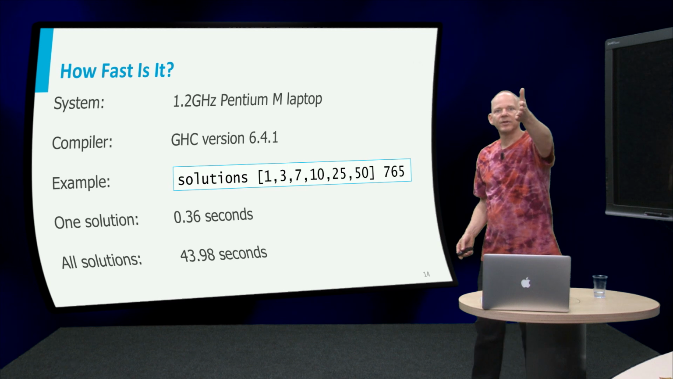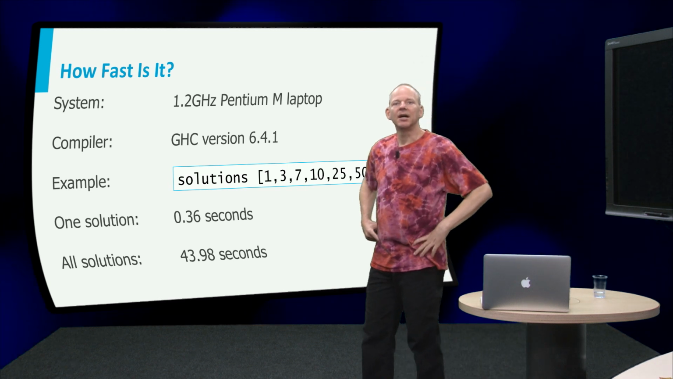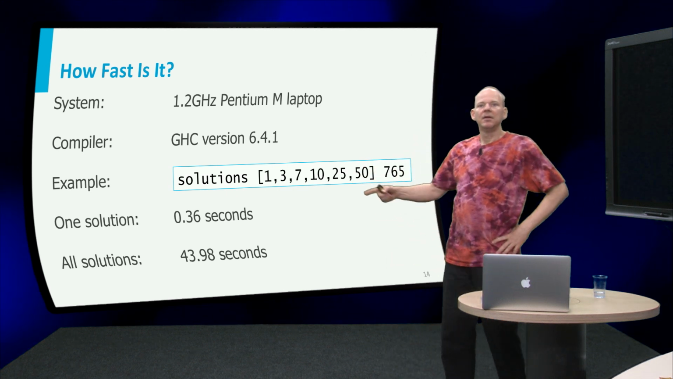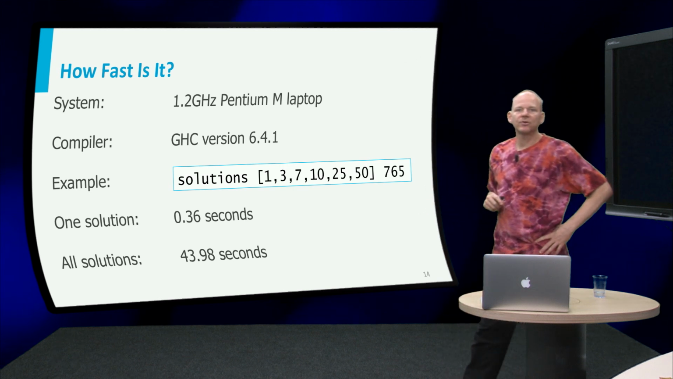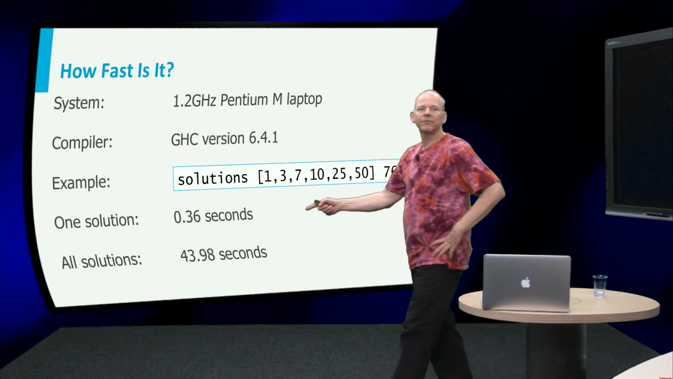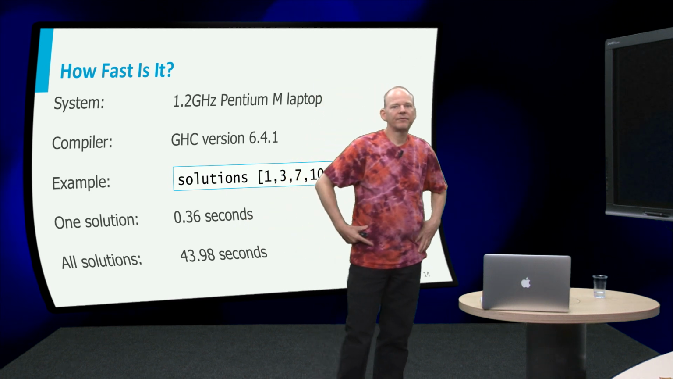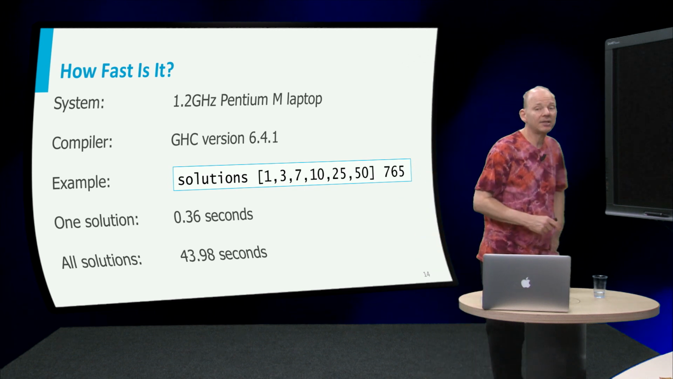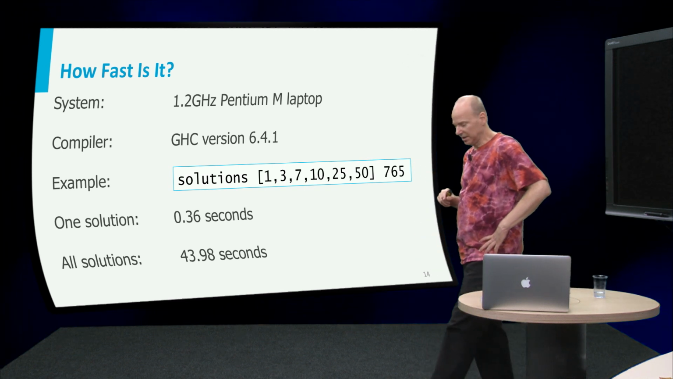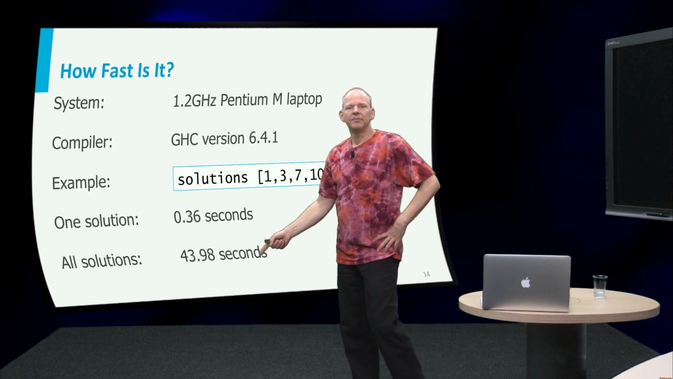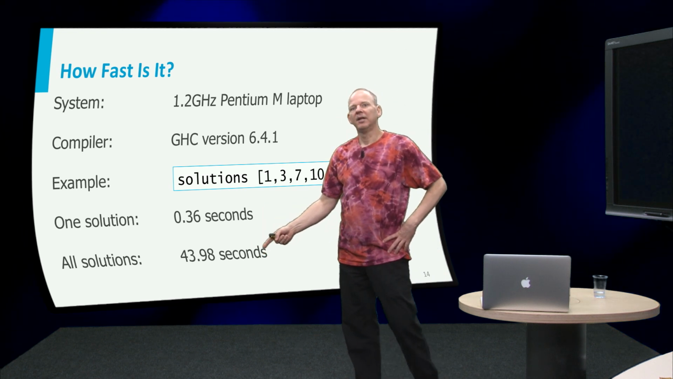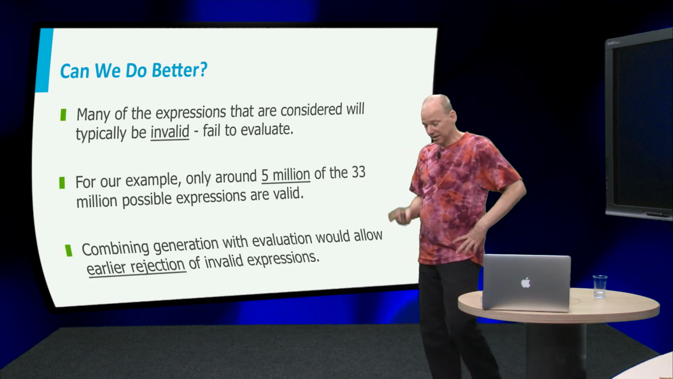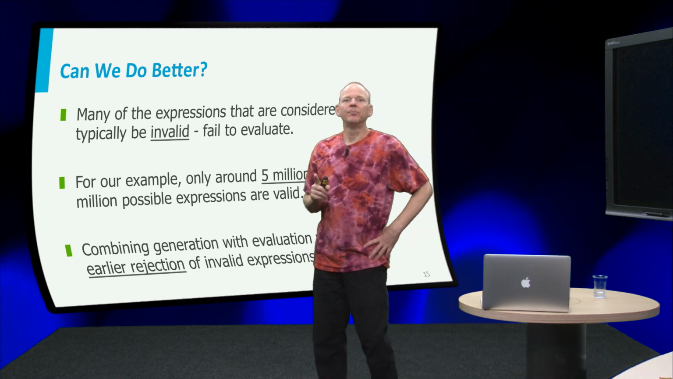If we run this on a very, very slow laptop, and we look for the solutions to our original problem, it finds the first solution in under half a second, and in under a minute it finds all solutions. So even for this very simple brute force solution, this is kind of fast. It takes about a minute to find all the solutions. The question is, can we do better?